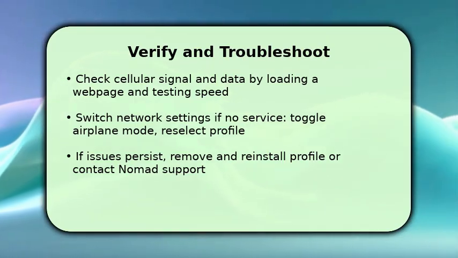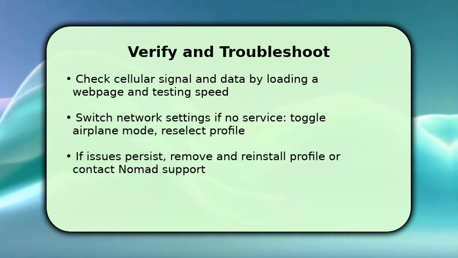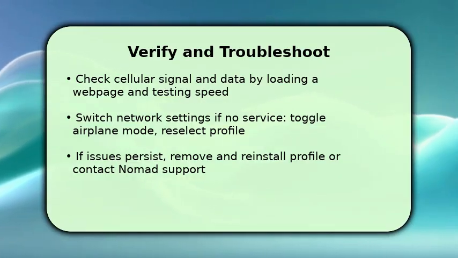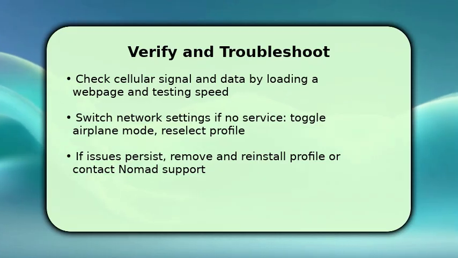If you don't see service, toggle airplane mode, then ensure the Nomad eSIM is selected for data in cellular settings. Sometimes you must reselect the profile. If activation still fails, remove the eSIM profile and reinstall from the app. This often resolves handshake errors.